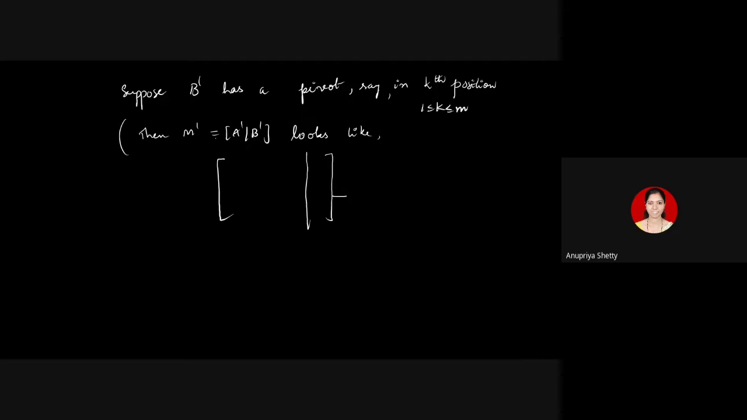in the kth position. Let this be the kth row of the matrix M dash. Okay, this is M dash. I'm looking at the kth row now. What are we seeing? In the kth position, B dash is having a pivot. If this is a pivot of that kth row, remember, the last column is B dash, this is A dash.